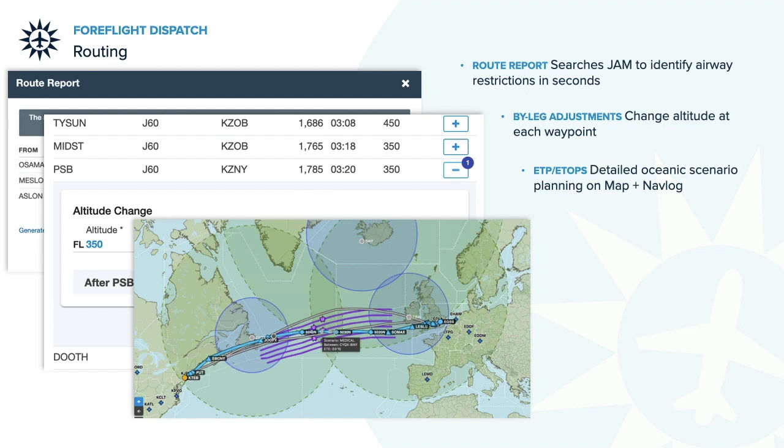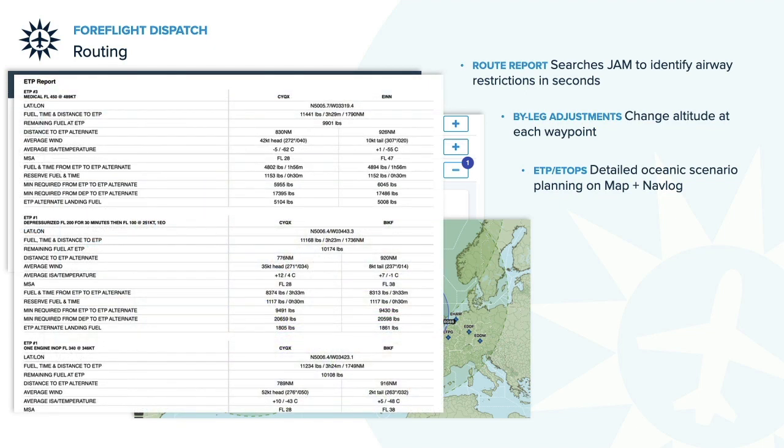Just one thing I wanted to remind, nothing crazy new here, but we do offer ETP and ETOPS configuration. It's something you can configure per aircraft, and we will show that here on the map. And we'll also show it in the nav log. We've got a detailed ETP report for every different scenario.